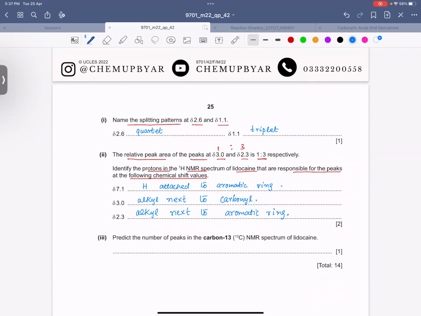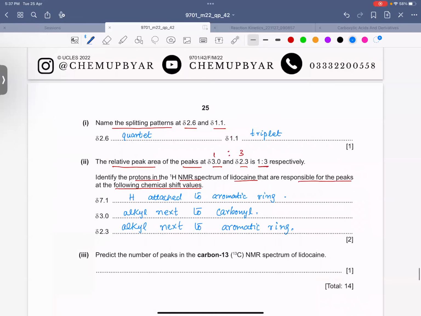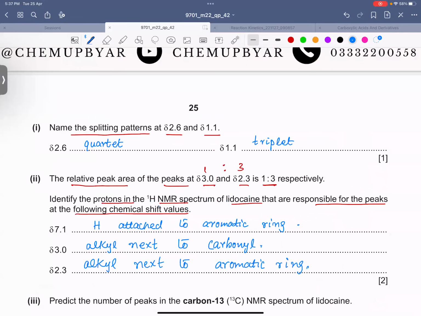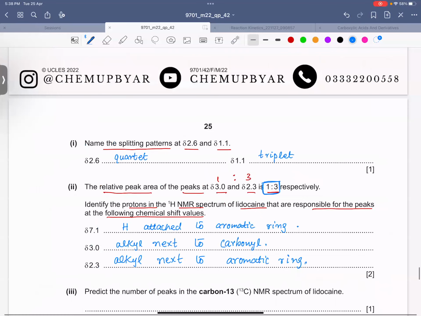Sir, apart from the ratio, can we also consider that it's further from the oxygen? Yeah, but this is the hint that is provided to you by the examiner. Right. So from this we can easily get to know which signal is representing which hydrogens from the structure.